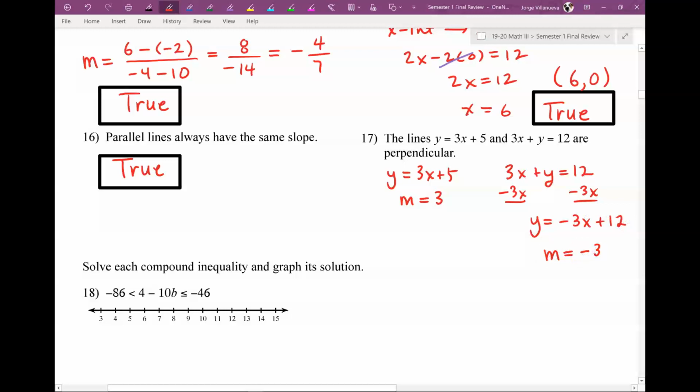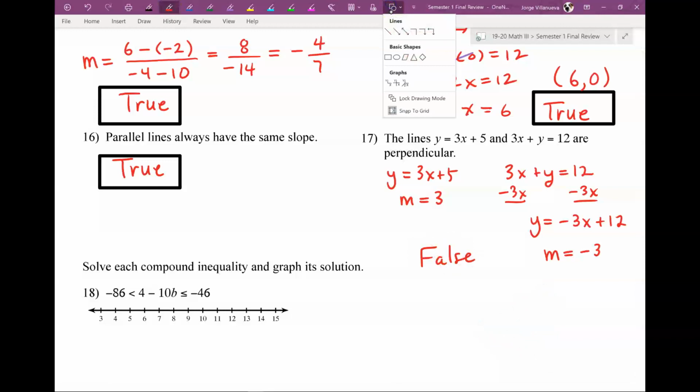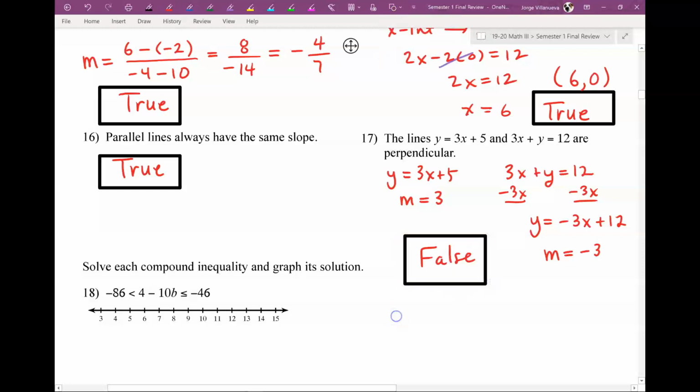So is negative 3 the opposite of 3? Yeah, right? It's the opposite sign. Is it the reciprocal of 3? No, the reciprocal of 3 is 1 over 3. So if this answer would have been negative 1/3, then it would be true. But this answer is false. Okay? This is not a true statement. This is a false statement. Because if your slope is 3, then the opposite reciprocal of 3 is negative 1/3.